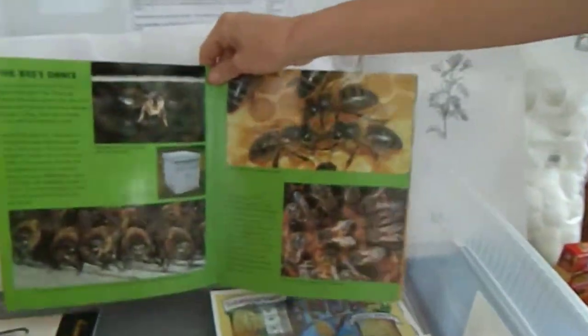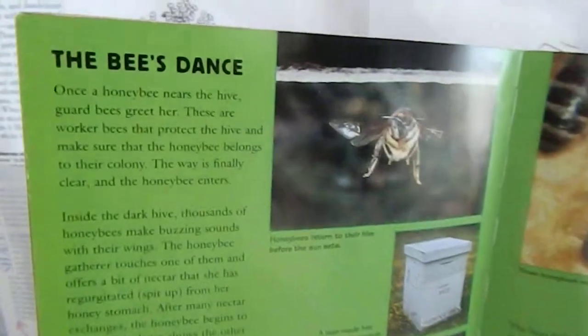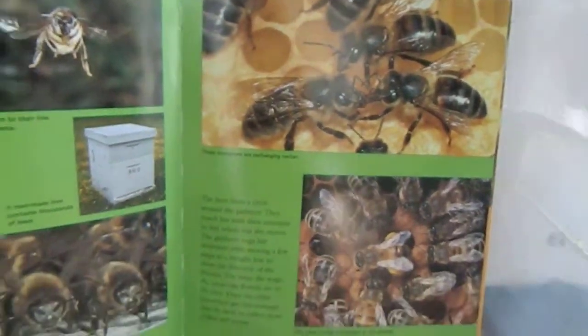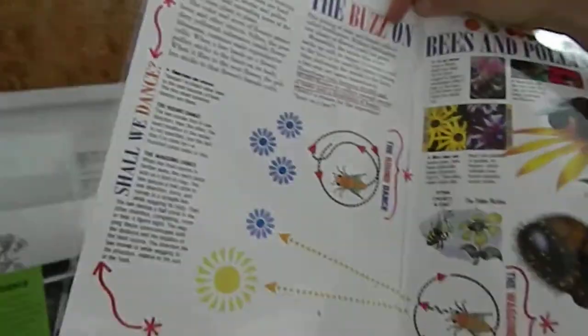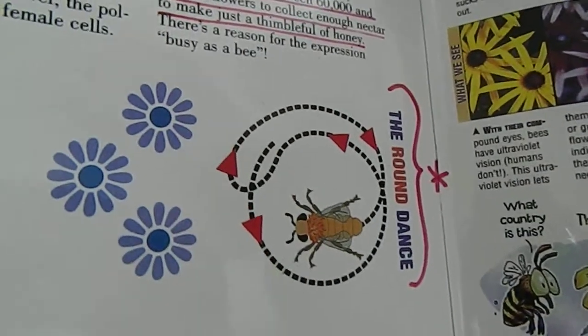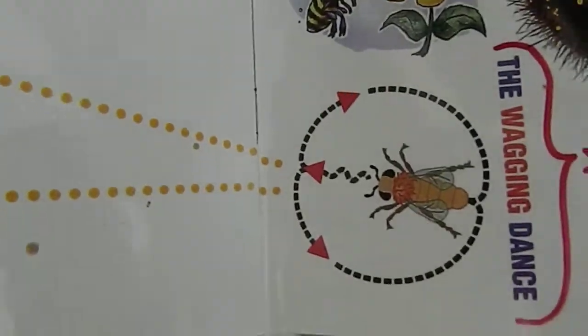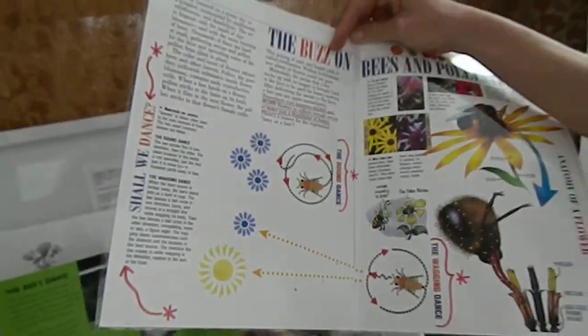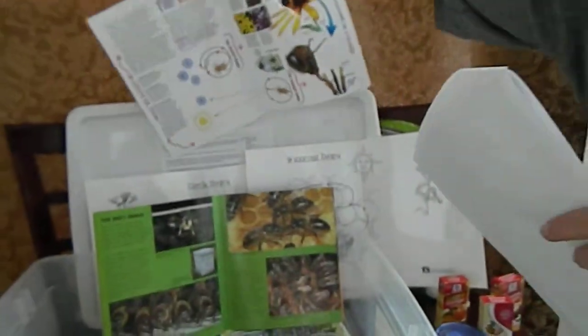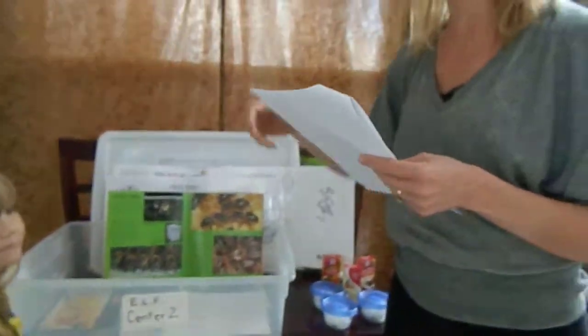We have a book in here with the bees dance. And we have two diagrams, a circle dance and a wagging dance. We'll get into those in more detail in a second. And we have the buzz on bees and pollination. So this also has a couple pictures of the dance. So as you can see, in one they kind of go in circles and one they kind of go in a figure 8. We'll talk about that again, like I said, in more detail. So you're just going to talk for a few minutes about that to the kids.